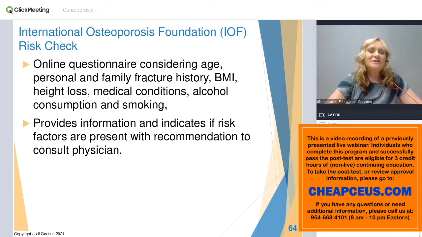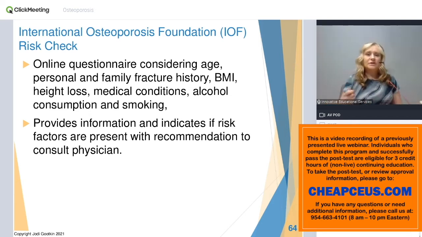The International Osteoporosis Foundation Checklist. This is a quick little questionnaire that anyone can go online and do and would be easy to incorporate into our assessments. It's looking at different risk factors: BMI, is there height loss, other medical conditions, alcohol. So those indicators that we talked about that contribute in different ways to the pathogenesis of osteoporosis, to see if there are multiple of them.